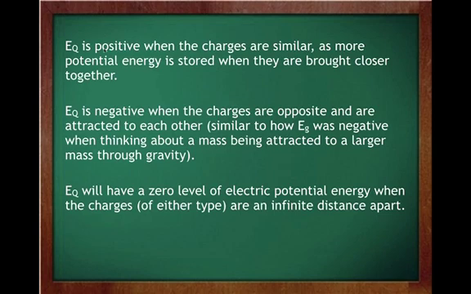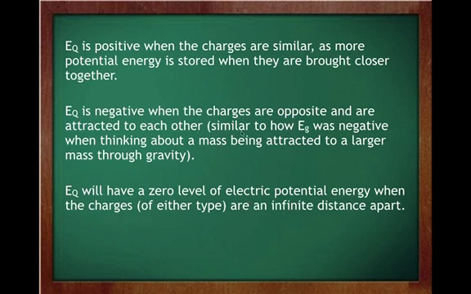Overall, EQ will be positive when charges are similar, as more potential energy is stored when they're brought closer together. EQ will be negative when the charges are opposite and attracted to each other. You don't store as much potential energy if they're being brought together anyway. Similar to how EG was negative when thinking about a mass being attracted to a larger mass through gravity. You remember that back when we did stuff with gravitational fields.